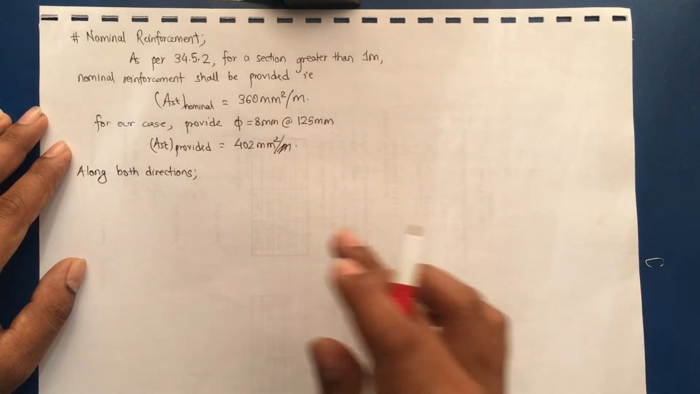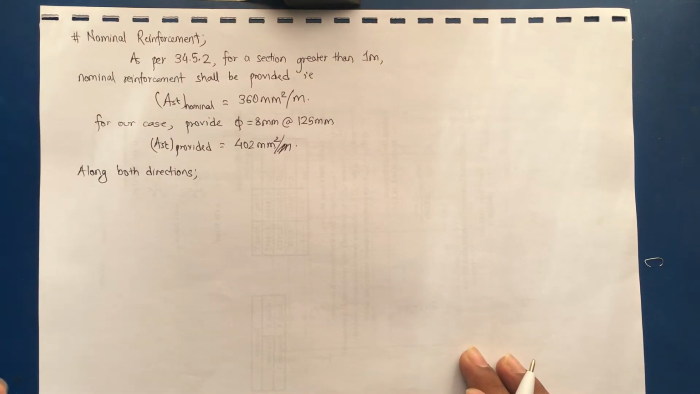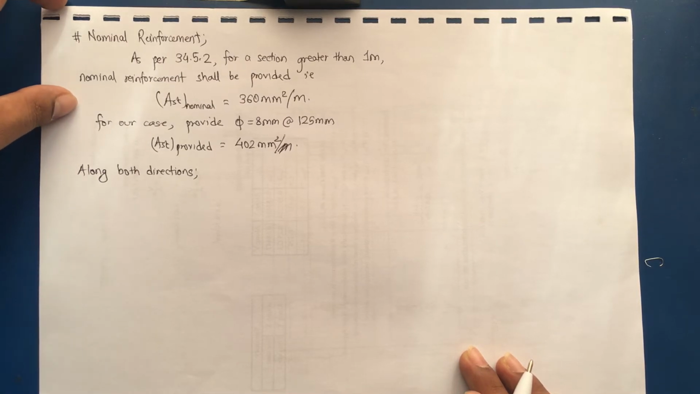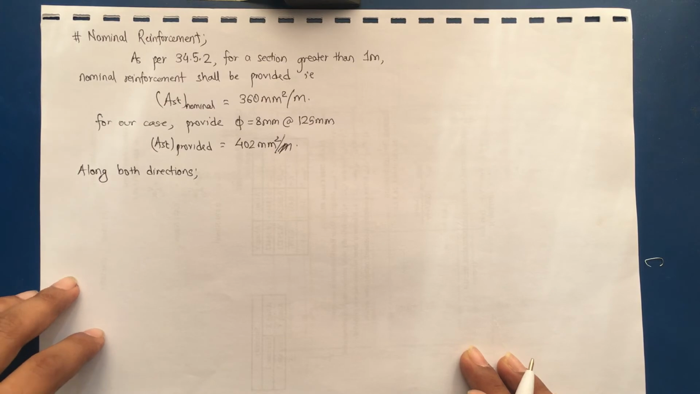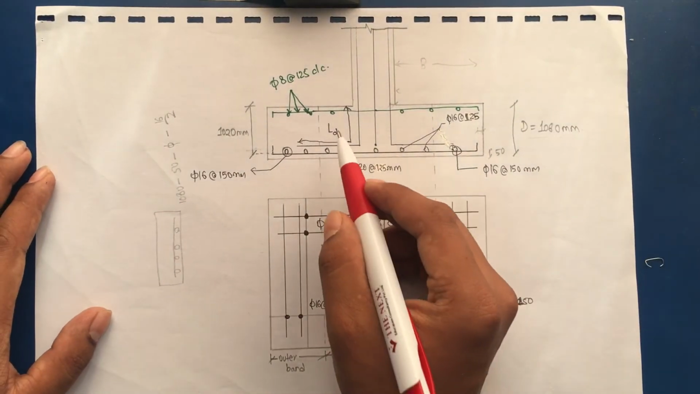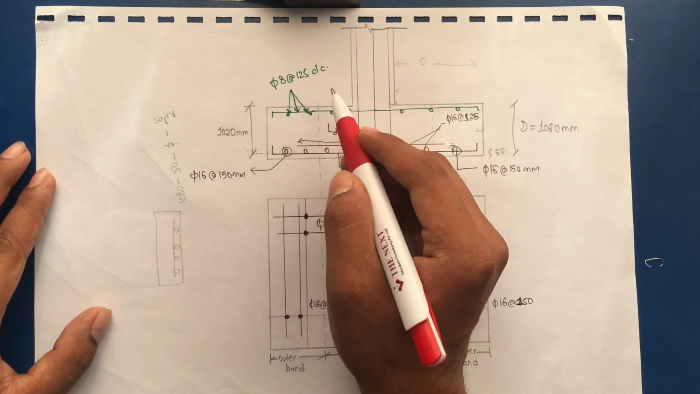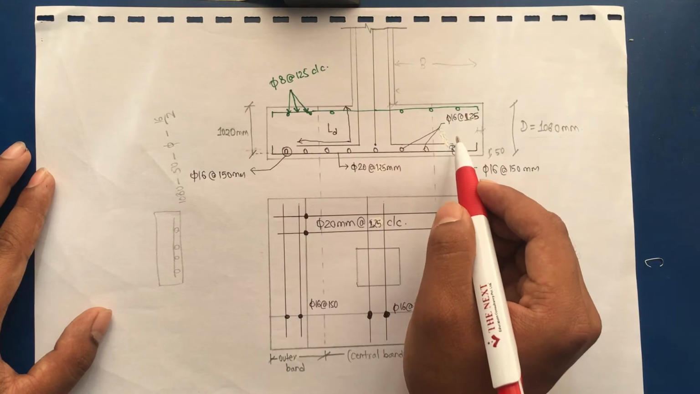We will not provide this in the bottom face because we have already computed the reinforcement for the bottom face, but for the top face, as we are not providing any reinforcement, according to the code, for a section greater than 1.0 meter there shall be nominal reinforcement, which is 360 mm square per meter. So let's modify our drawing. Here you can see at the top I am providing phi 8 at 125 mm center to center. This is the nominal reinforcement.